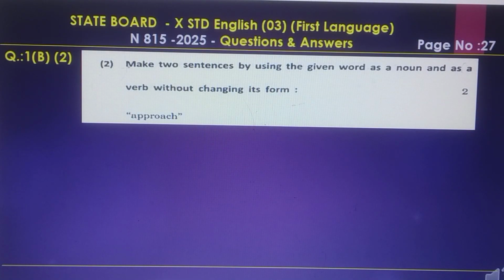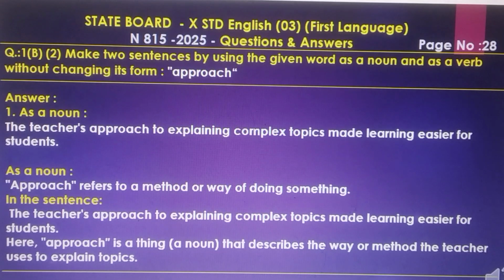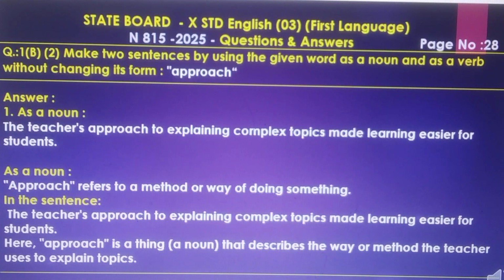B2. Make two sentences by using a given word as a noun and as a verb without changing its form. The word is approach. The answer to this question is: the teacher's approach to explaining complex topics made learning easier for students. As a noun, approach refers to a method or way of doing something.